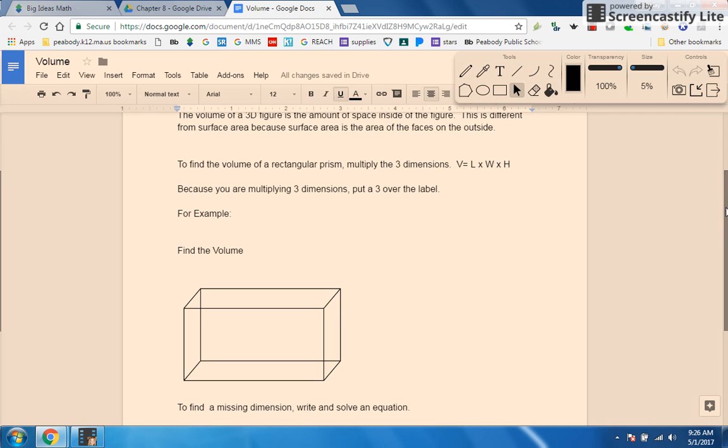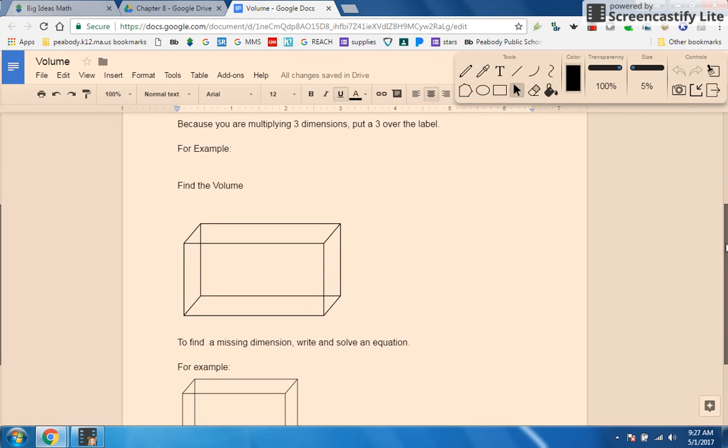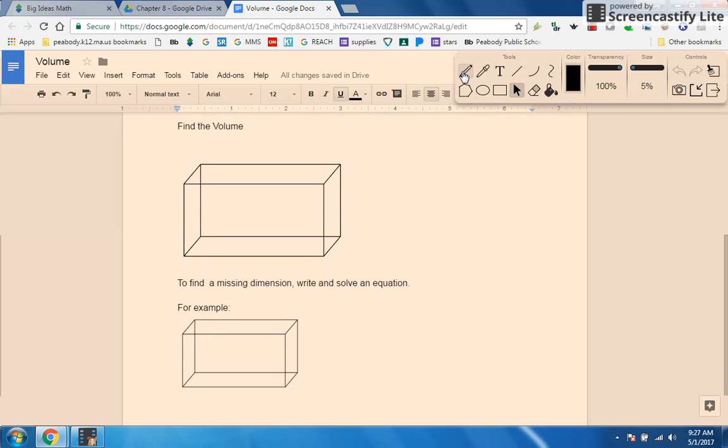It's extremely easy to do because it's a three-dimensional figure. You have 3 dimensions: length, width, and height. All you need to do is multiply the 3 together. And because you're multiplying 3 dimensions, you put a 3 over your label. So let's try this one. I'm going to add some numbers to this so that we can do it.